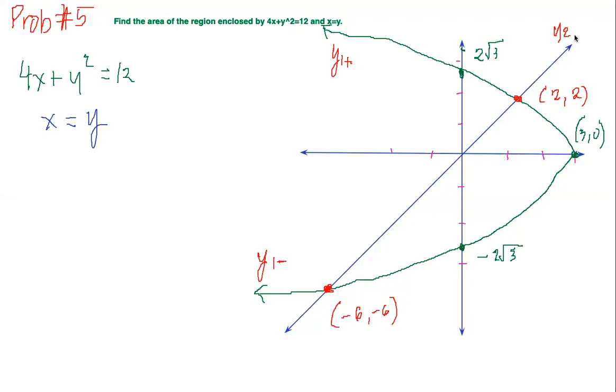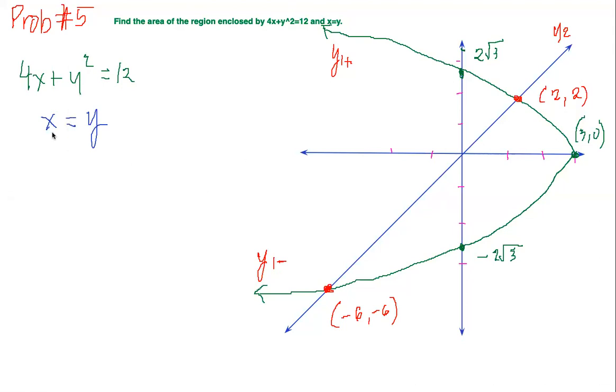Solve problem number 5. Find the area of the region enclosed by 4x plus y squared equals 12 and x is equal to y. So the first thing that we need to do here is to sketch the graph of the given equations. The graph of 4x plus y squared equals 12 is the parabola that opens leftward since the squared variable is y.